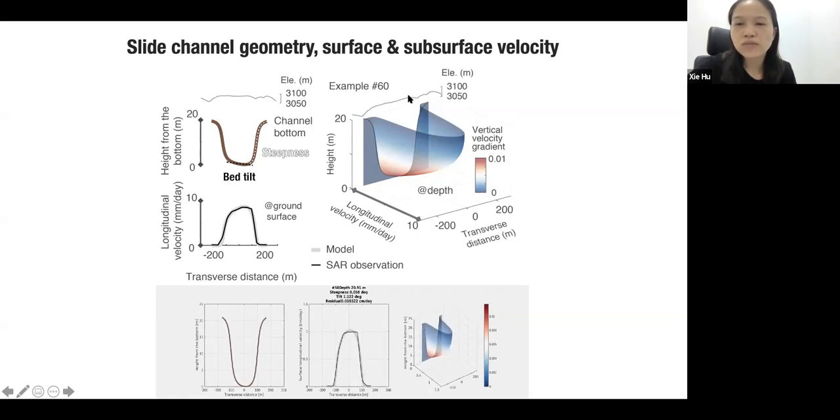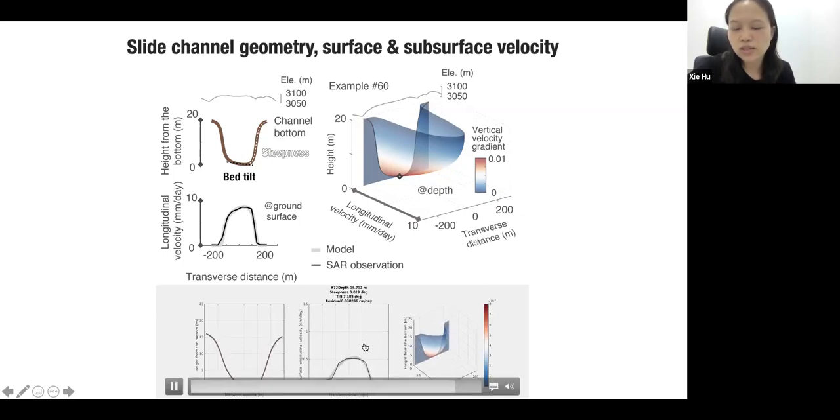The color means the vertical gradient of the longitudinal slip rate. We see the bottom has zero velocity but the largest gradient, in red color, and the shallow part has very little change in the vertical direction. That again suggests viscoplastic behavior. The animation at the bottom shows the results for each profile.